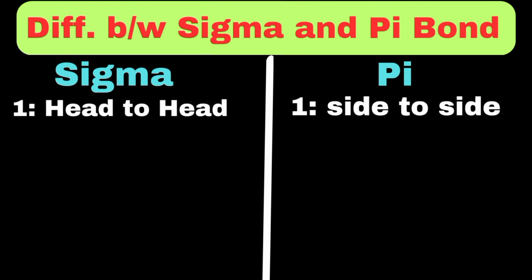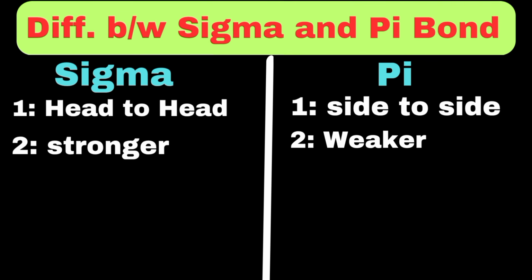Now, moving toward the second point, a sigma bond is stronger due to the direct overlap of orbitals, but a pi bond is weaker than a sigma bond because it is formed by side-to-side overlap, which is less effective than head-to-head overlap. Moving toward the third difference, remember that free rotation around a sigma bond is possible because electron density is maximum along the line joining the nuclei.